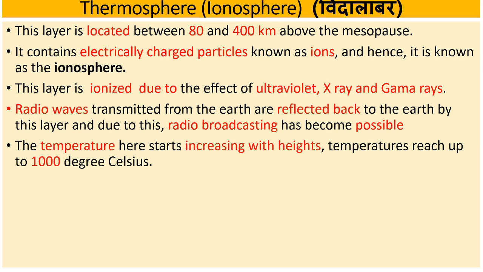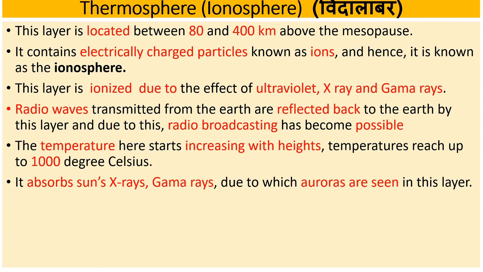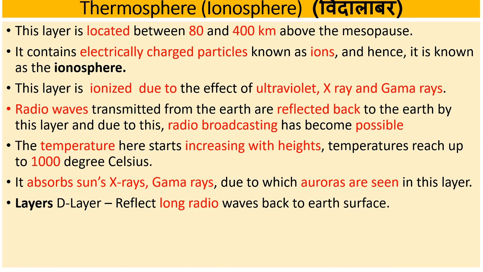The temperature here starts increasing with the height. Temperature reaches up to 1000 degrees Celsius. It absorbs sun's X-rays, gamma rays, due to which auroras are seen in this layer. This layer is again divided into three layers.